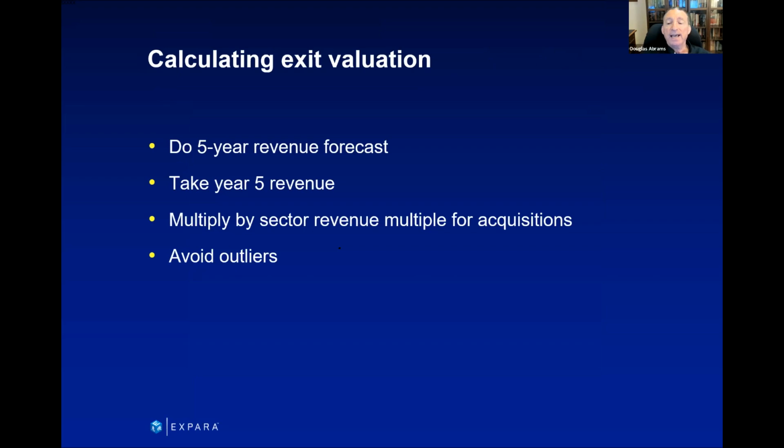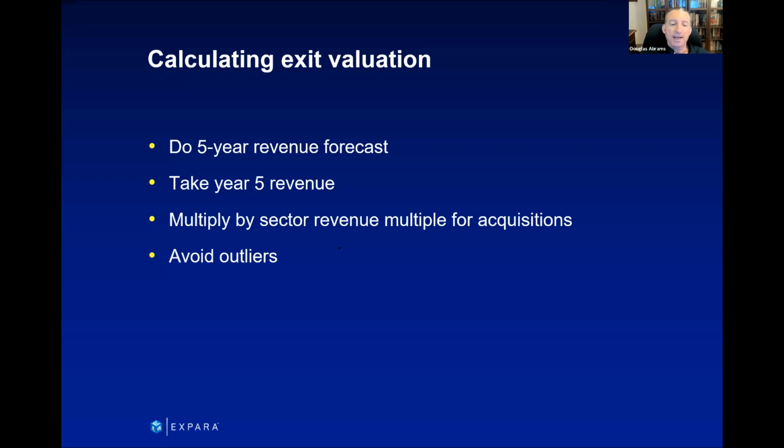So we have to calculate exit valuation as the other very important number in the VC method. So how do we do that? We do a 5-year revenue forecast, which, good news, we've already done because that was our task in our financial model. We can take our year 5 revenue, assuming that we're going to exit in year 5. We multiply that number by sector revenue multiples for acquisitions.